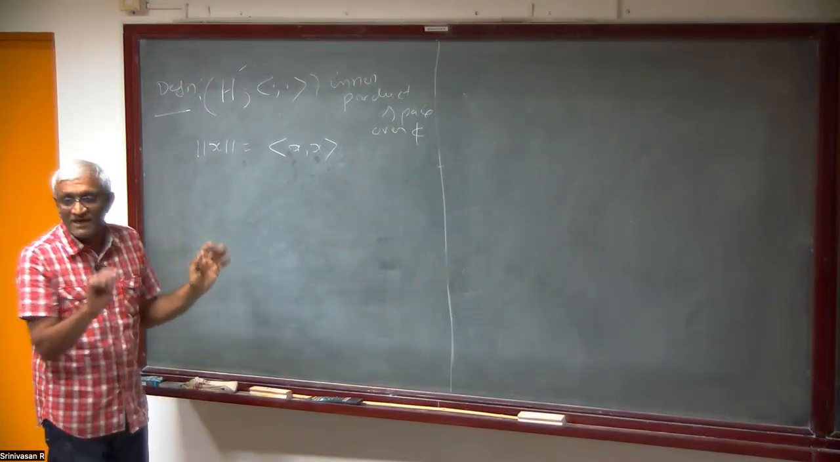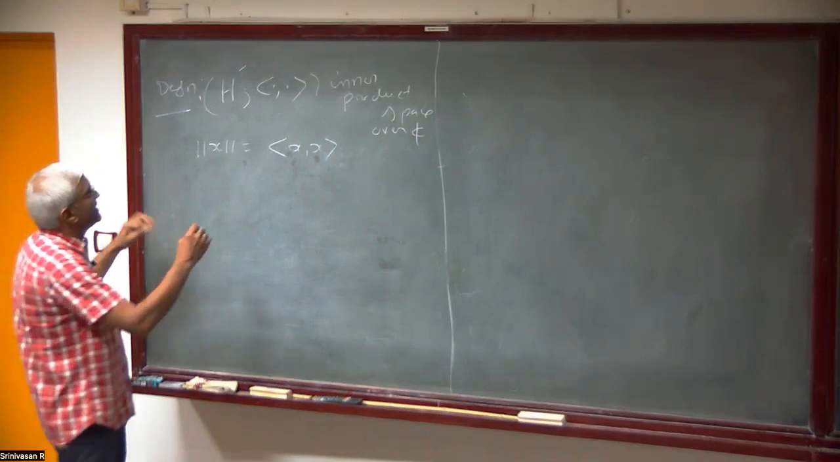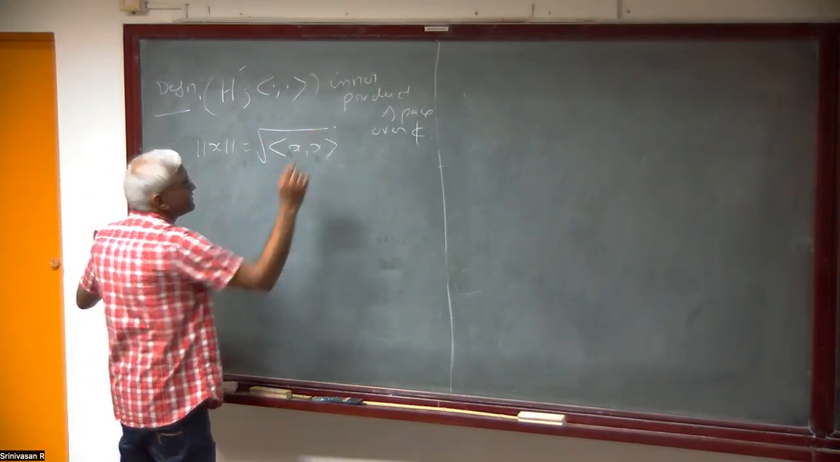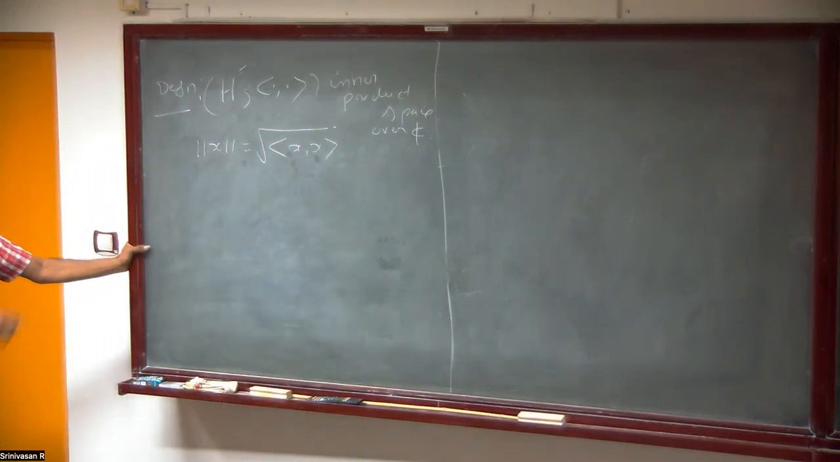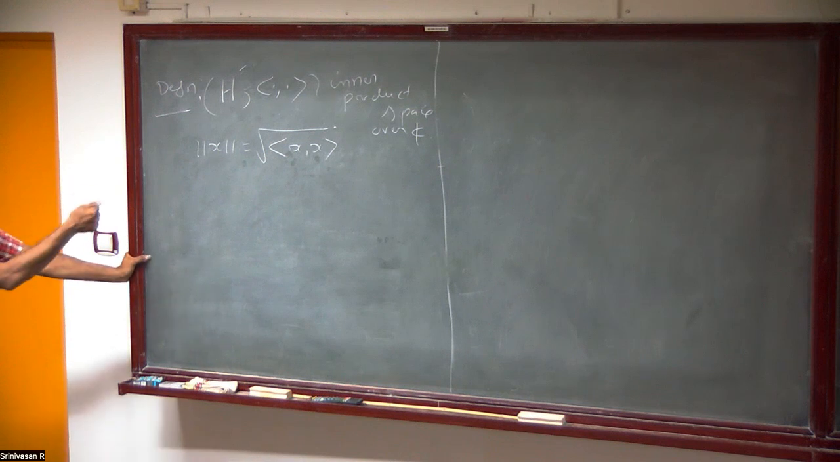Okay, so I'm going to write now the norm of X is equal to this. This is positive, so you can take the square root. Okay, so this is the norm. So you get a norm. So once you have a norm, you have a metric on that. So it's a metric space.